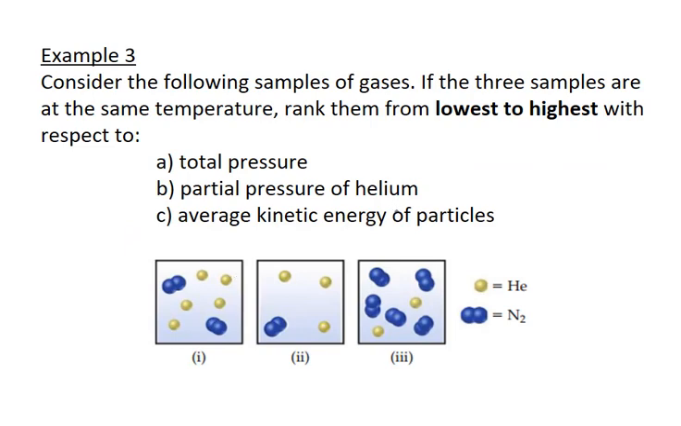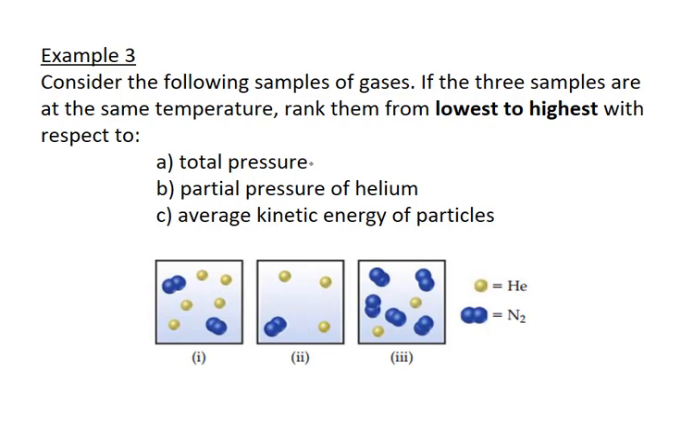In this third example, we're going to work with a visual. So we've got 3 samples of gases. We've got helium, which is represented by the yellow gas, and nitrogen, which is represented by this diatomic gas that's blue. And we want to rank these 3 containers that are at the same temperature from lowest to highest.